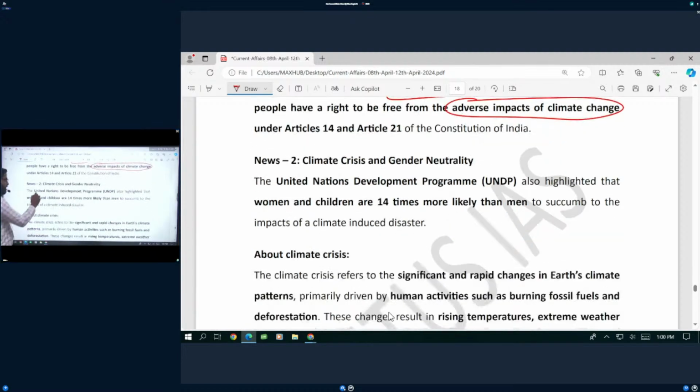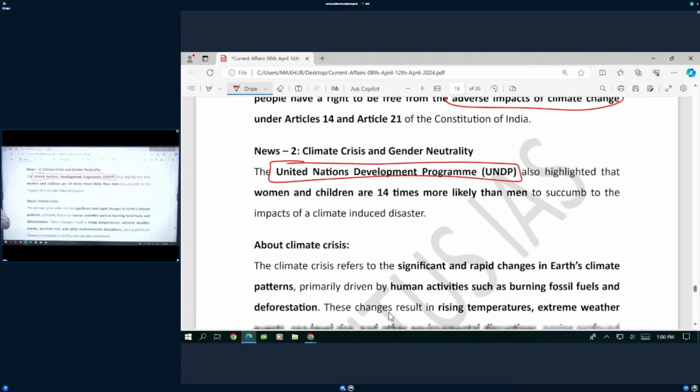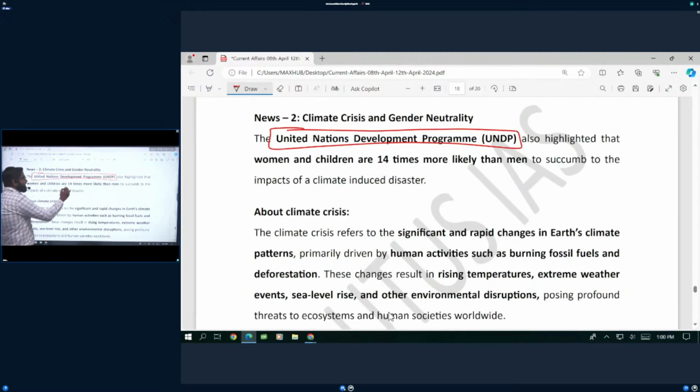Second, United Nations Development Program. It has published a report recently. The report argues that the impact of climate change on a woman and a children is 14 times more damaging. कैसे? समझते कैसे?